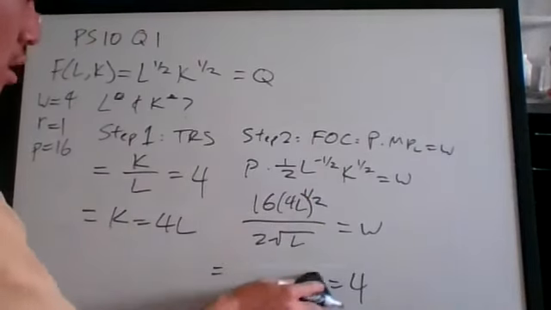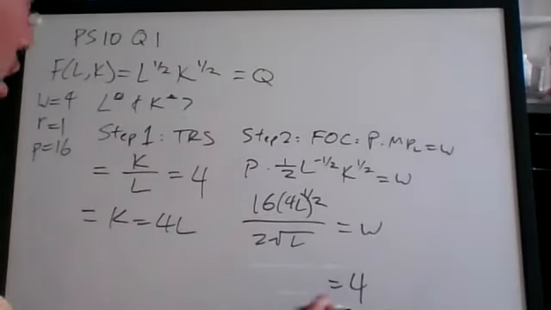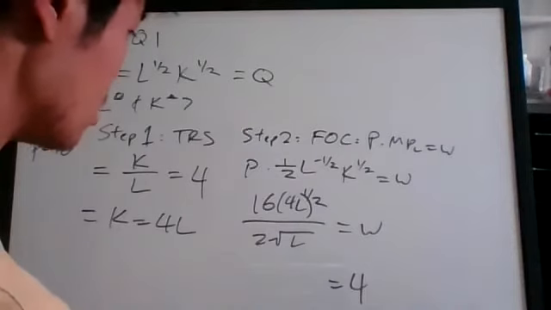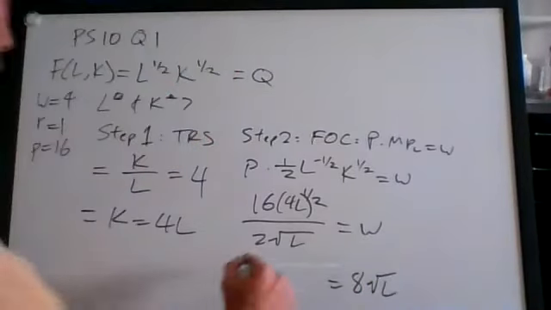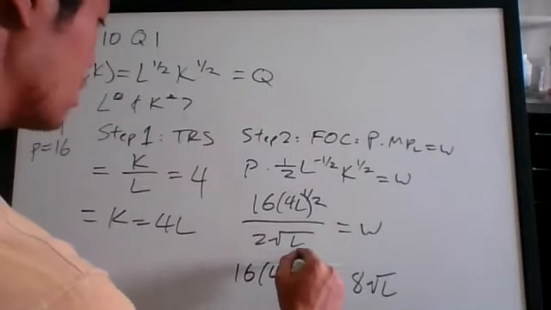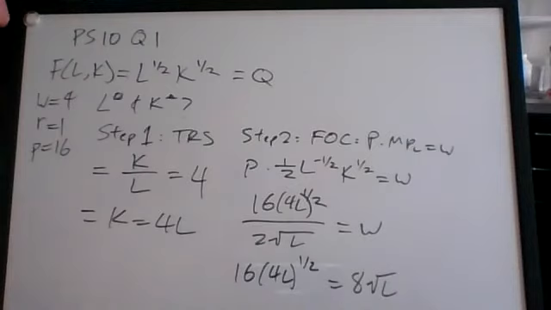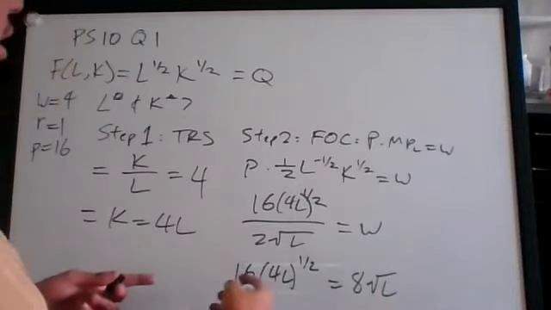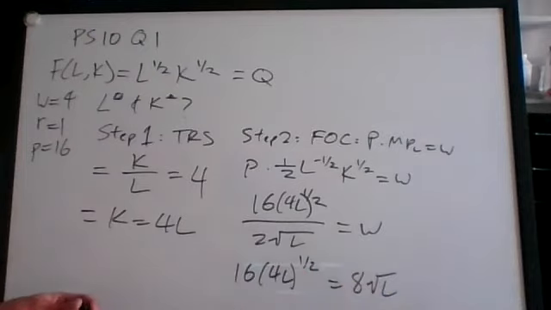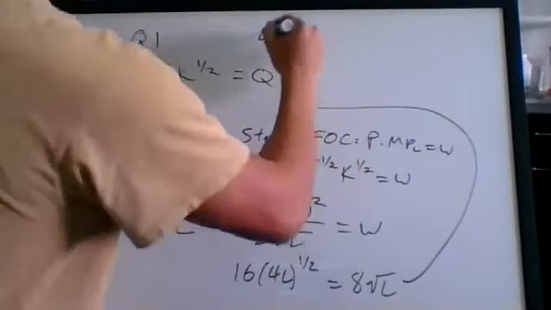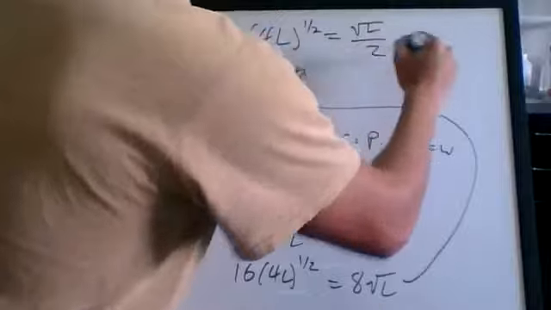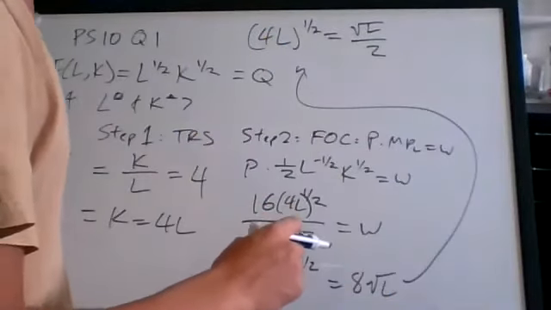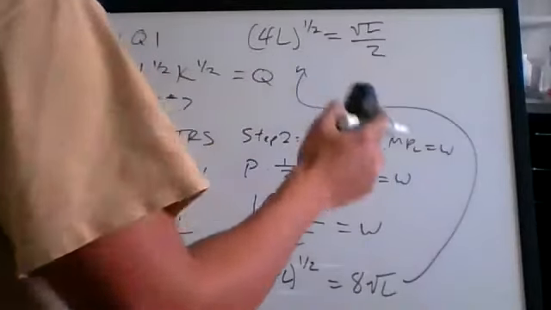So this should be equal to 8 square root of L, 16 times 4L to the 1/2, right? Either way, I think that you're going to be able to determine a level of L, right? Just through algebra. And so let me kind of just work around through here. We get that 4L to the 1/2 is equal to square root of L over 2. And so 2 times the square root of L.